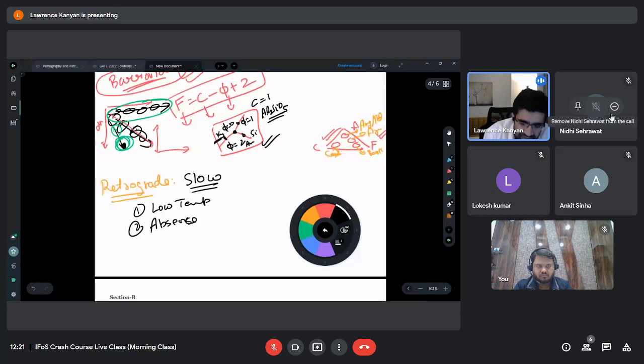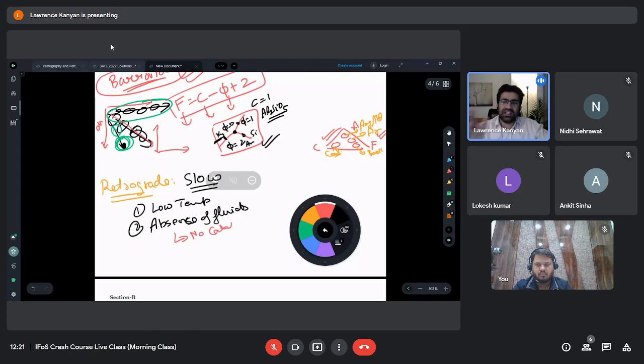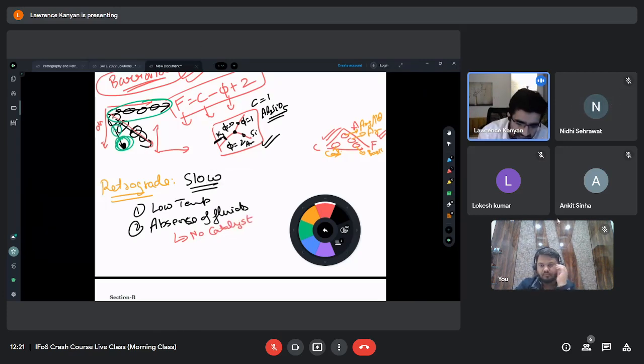Okay, which has 2 effects. Fluids act as catalyst, so no catalyst, because what fluids can do is they can carry ions from one place to another. And the second one is fluids act as an ingredient, so no hydration.